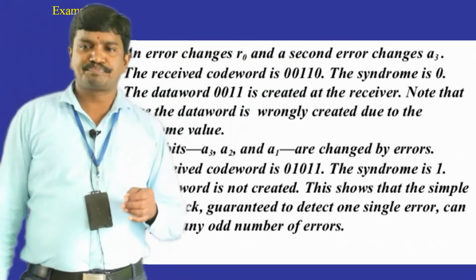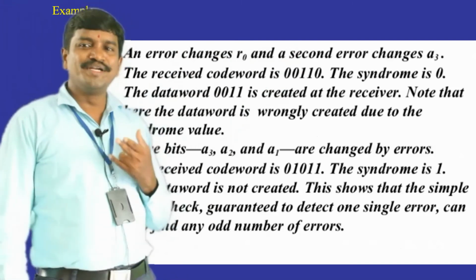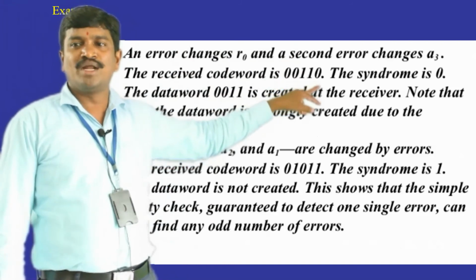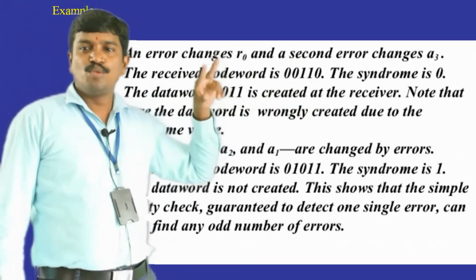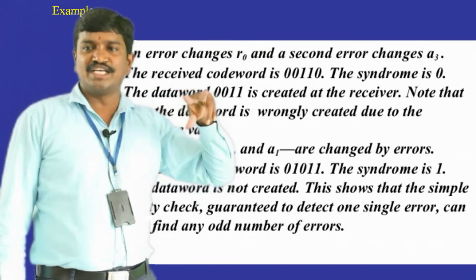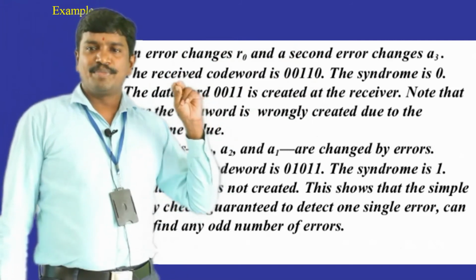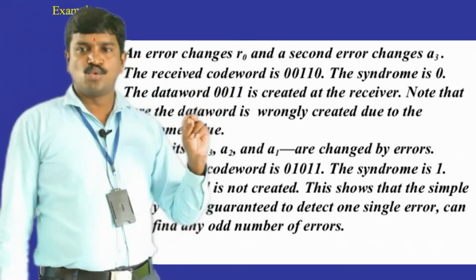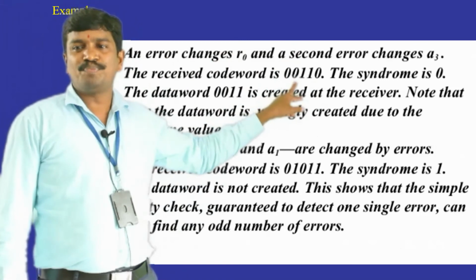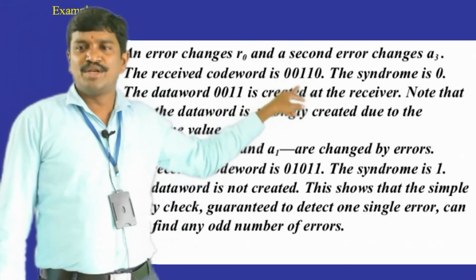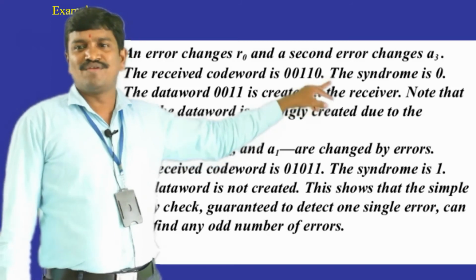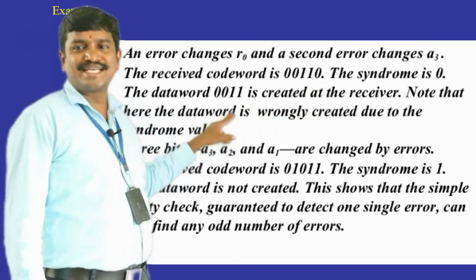Now how many bits are changed? 2 bits are changed. So when 2 bits are changed, the content becomes 00110. Previously 2 ones were there in our message. Now it is changing 2 ones to 0. Now the received code word is 00110. When you count the number of ones, it is even. So the syndrome value is 0.